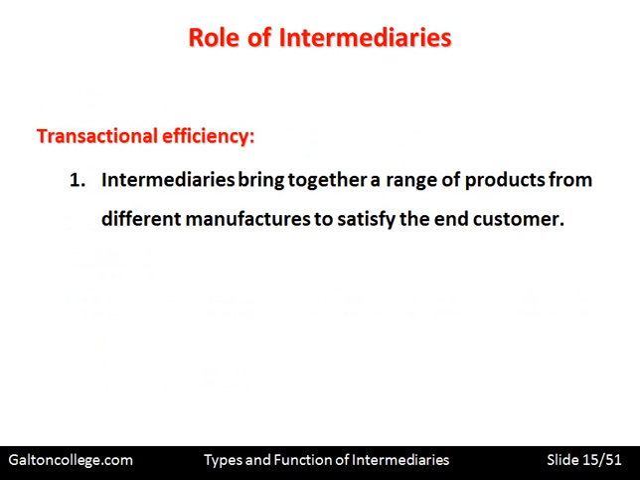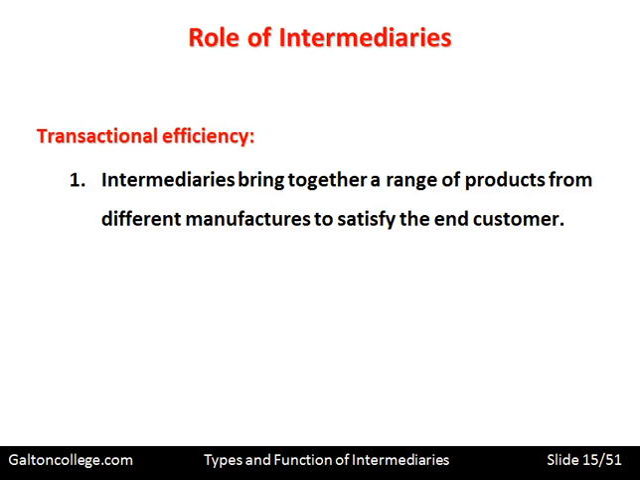They've also got transactional efficiency. Intermediaries bring together a range of products from different manufacturers to satisfy the end consumer. So they're able to prepare documentation and they're able to transact very efficiently. They have an expertise in doing it. They know who they're dealing with. They're able to iron out any problems very efficiently. And they're able to pass from the producer to the market in a very efficient format. The transactions are run smoothly because of the experience and the specialization they're able to bring to bear on the situation.